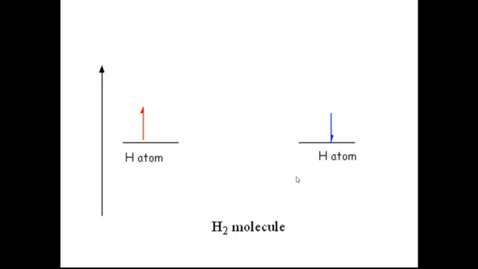So if we draw a picture of it, each hydrogen is represented by a red or a blue arrow. When we mix together to make a molecular orbital, we generate a sigma 1s and a sigma star 1s molecular orbital. For a hydrogen molecule, only 2 electrons exist, so they will both be in the sigma 1s orbital.